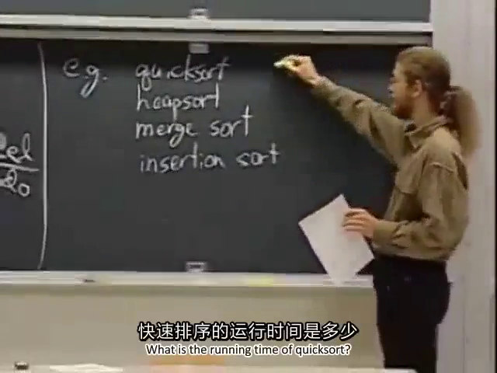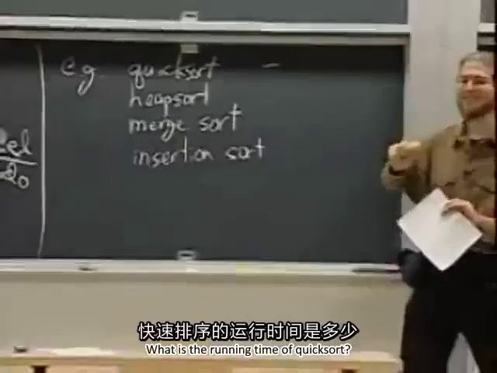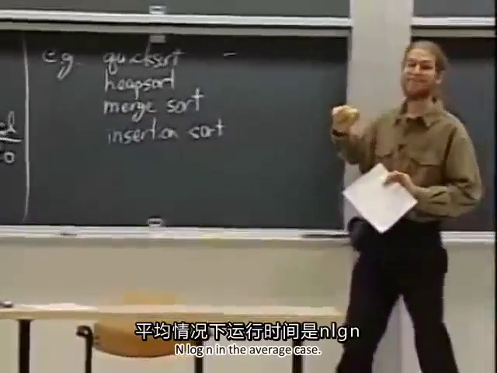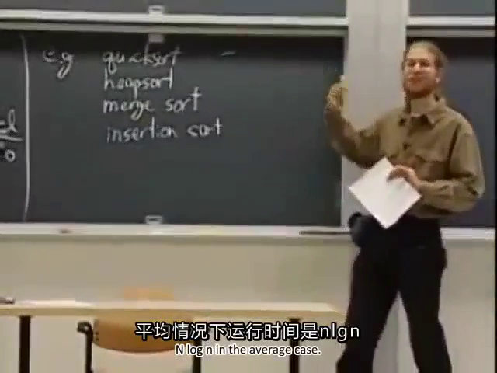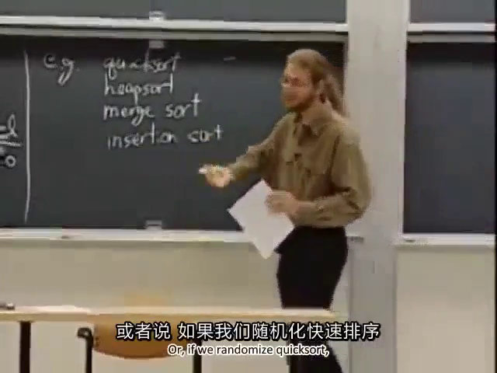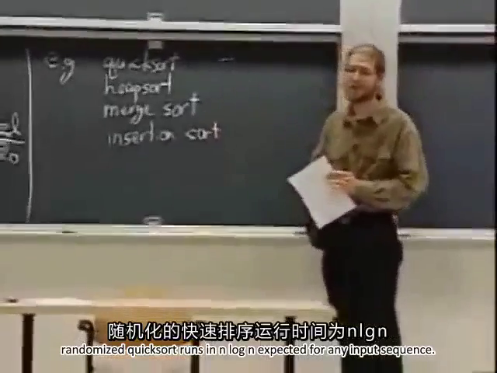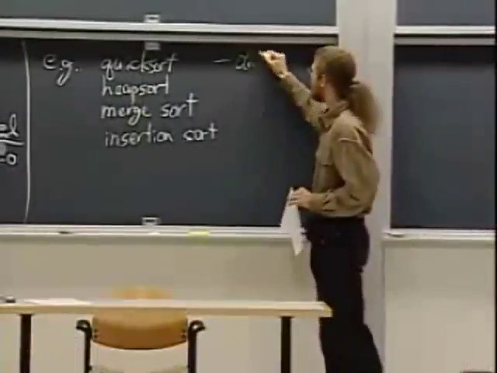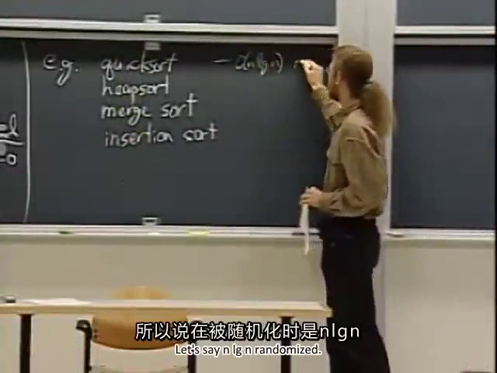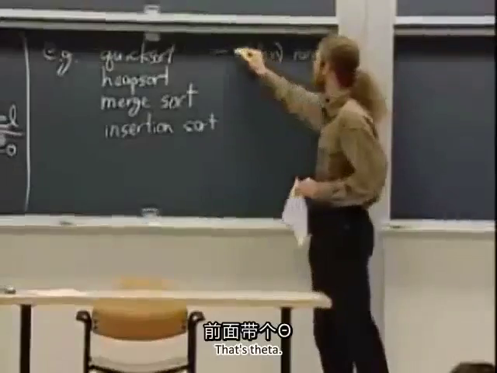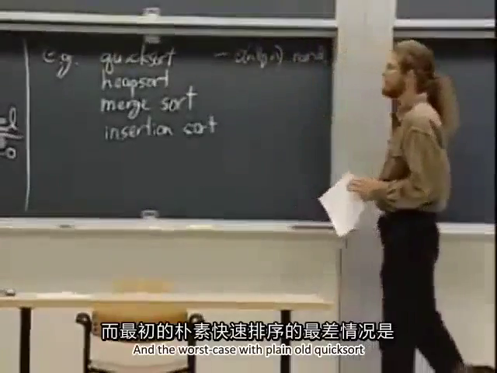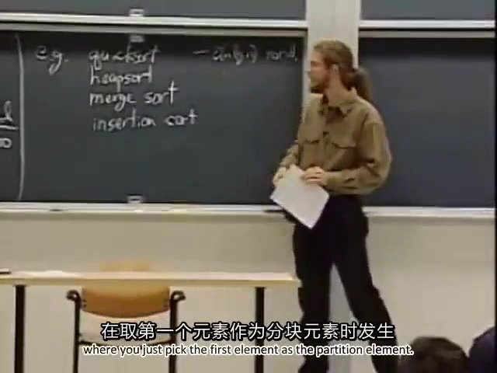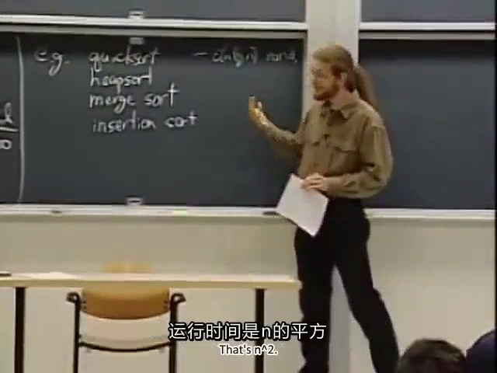So, what is the running time of quicksort? This is a bit tricky. It's n log n in the average case, or if we randomize, quicksort runs in n log n expected time for any input sequence. So let's say n log n randomized. It's even a theta. And the worst case with plain old quicksort, where you just pick the first element as the partition element, that's n squared.